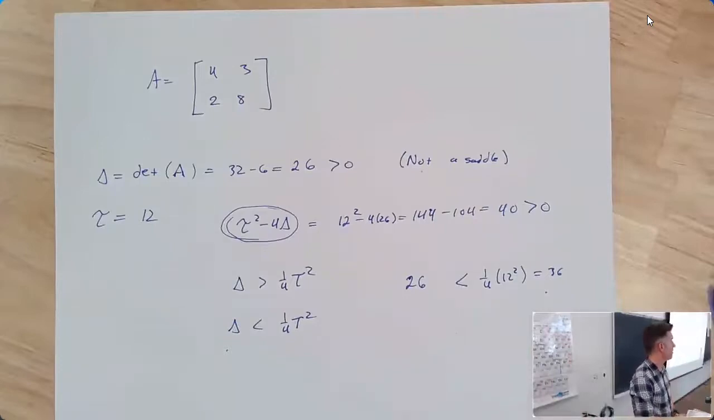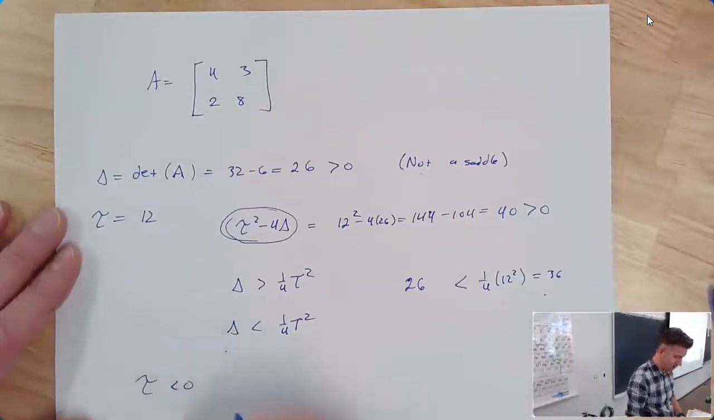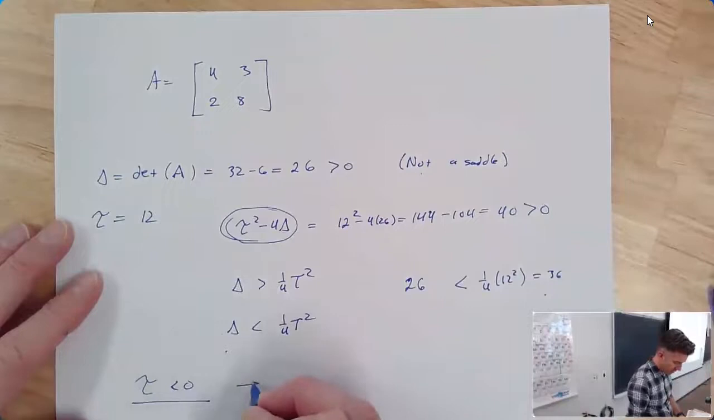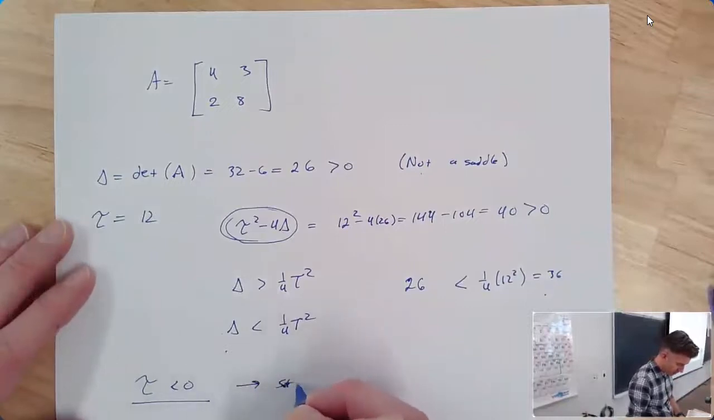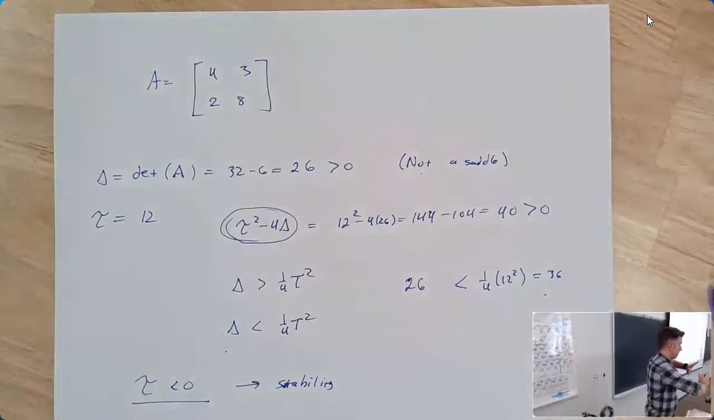Is there any criteria for the trace being negative? Yes. If the trace is negative, we don't know if we have spirals or nodes, but we definitely know that we have stability. So the trace being negative means you have stability. Well, I should say, if we don't have a saddle, right? Because if your determinant is negative, you're done. Saddle doesn't matter.